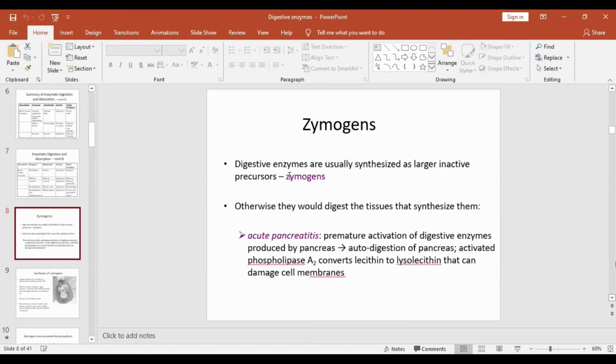About zymogens, we have talked about the zymogens. Generally, the digestive enzymes are synthesized in their inactive form. The question is why it becomes necessary to synthesize them in inactive form. If they are synthesized in the active form, they may digest the tissue that synthesizes them. So to prevent that autocatalytic digestion of the cells or tissue by the enzyme, it becomes necessary for certain enzymes to be synthesized in their inactive form.